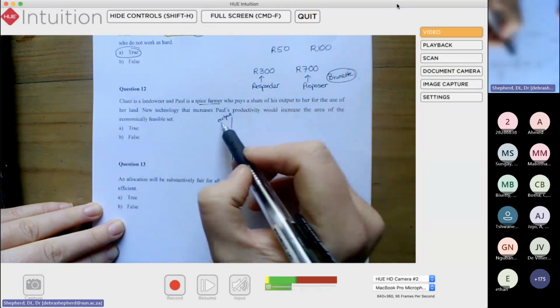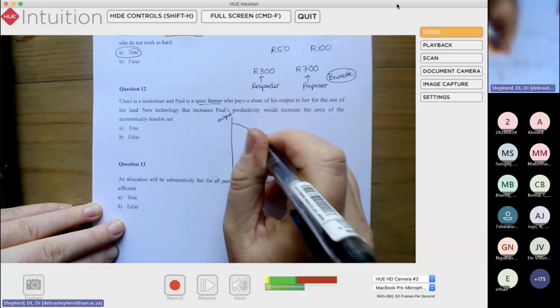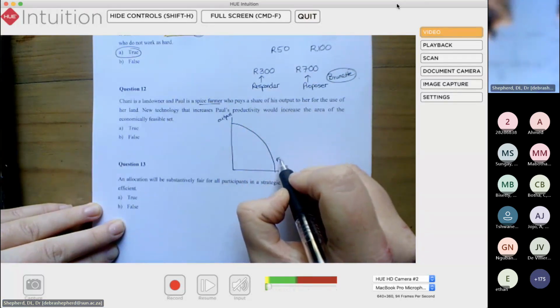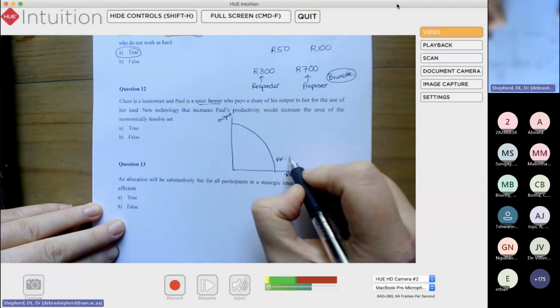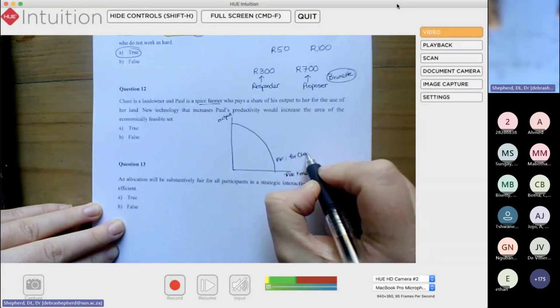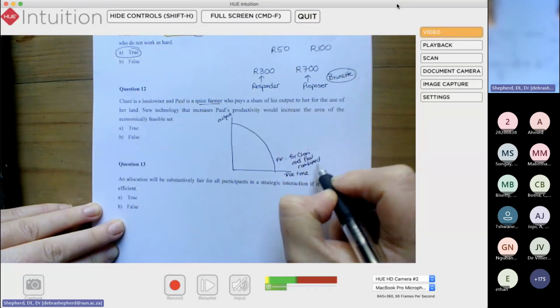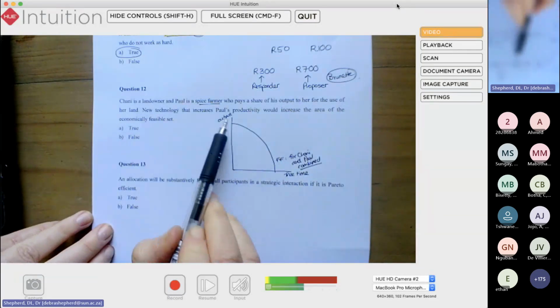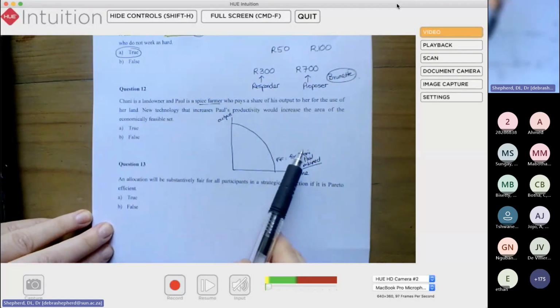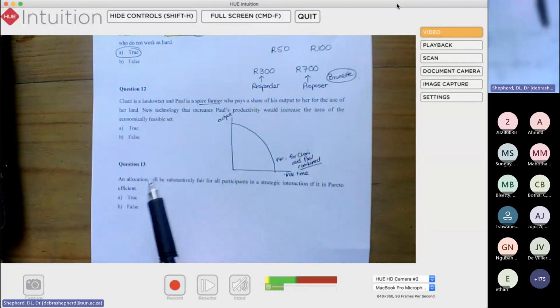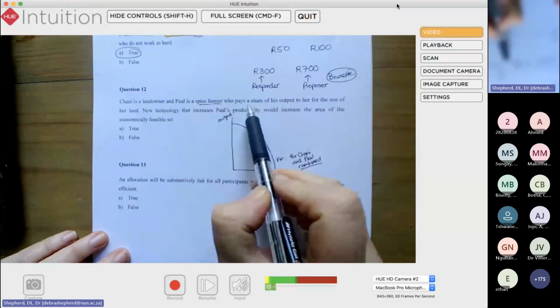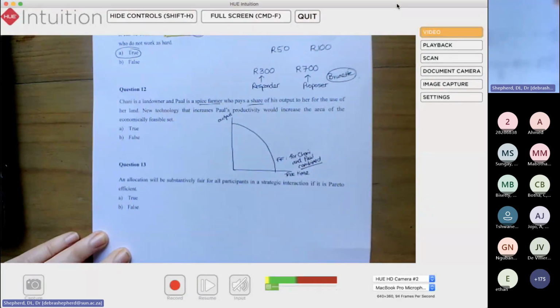When we plot output against free time, we end up with this feasible frontier. This is the feasible frontier for Chani and Paul combined. The reason it's combined is that even though Paul is the one producing this output, Chani is able to claim some of the output as the landowner, because she has private property over the land. Paul has to pay a share to her for the use of her land. So this is the feasible frontier.